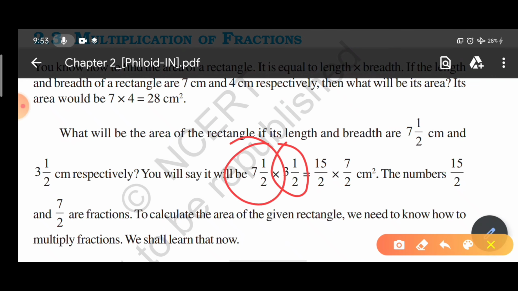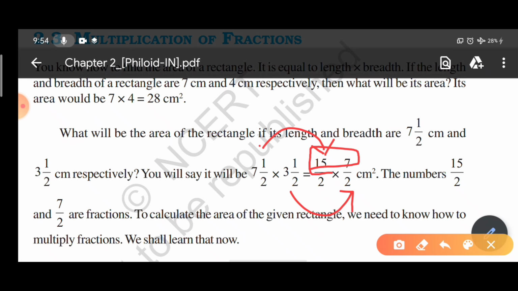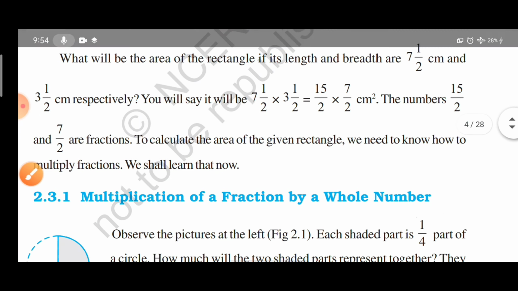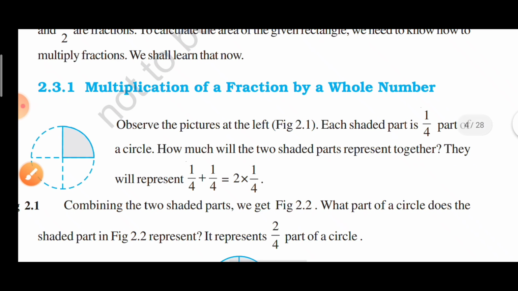provided. The first condition is to convert them into simple form. For example, here it is 15 by 2 and this particular value is 7 by 2. Now the only condition that you have to keep in mind is that numerators will be multiplied with themselves and denominators will be multiplied with themselves. Okay, so if I solve this particular situation, I'll multiply only numerator to numerator and denominator to denominator. That only point if you keep in your mind, then you can easily solve all the problems related to multiplication.